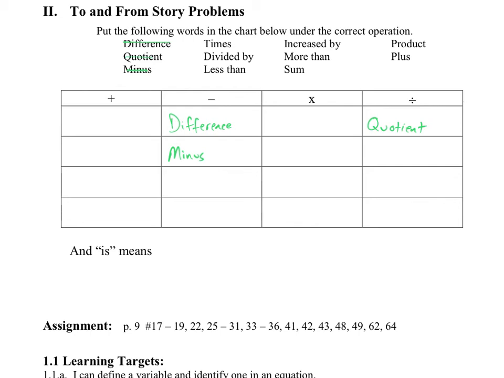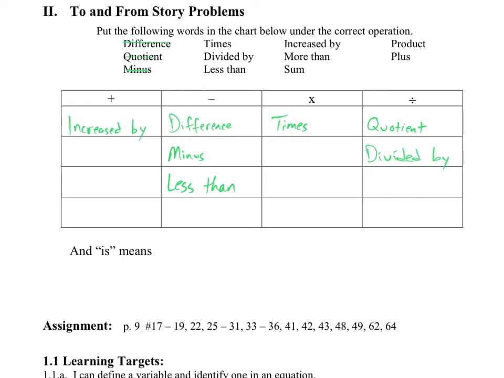So, okay, times would be multiplication. So times. Divided by, it's another division one. So if you had a certain number of pieces of pizza and you divided it by the number of people on the basketball team, something like that. Less than, back to subtraction. Jack has 14 marbles less than Hank, or something like that. Increased by, finally we get an addition one. So increased.